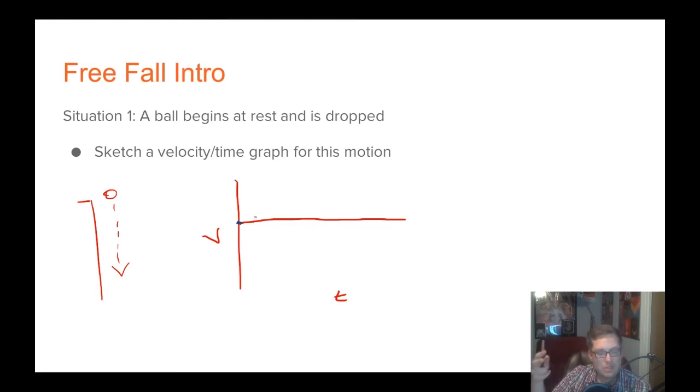Gravity always pulls at a constant value. So what does that tell us about our velocity? Well, that tells us that we have a negative acceleration, right? Because gravity pulls down. Not only that, but it's always going to pull down at the same rate. So therefore, because it always has the same rate, the slope of our velocity versus time graph is always the same, because the slope tells us the acceleration.